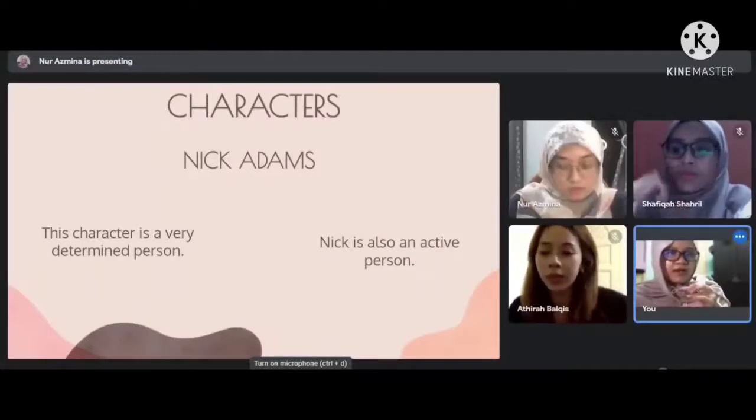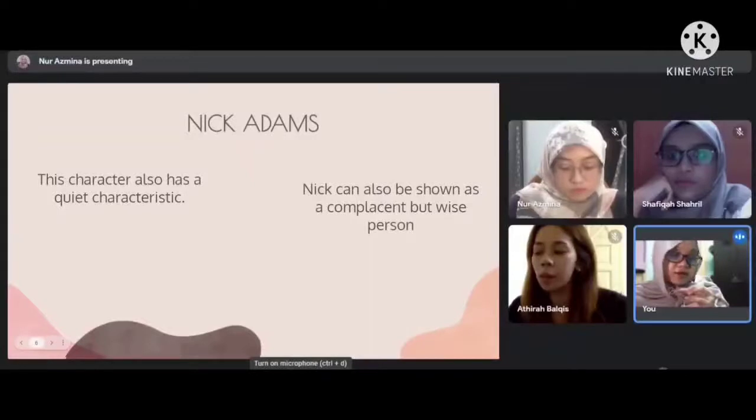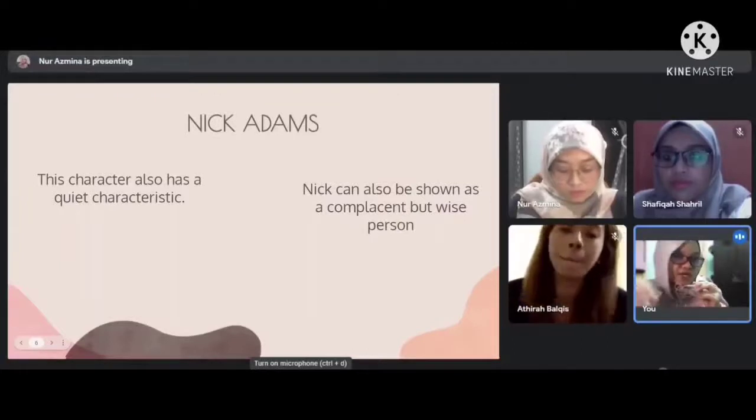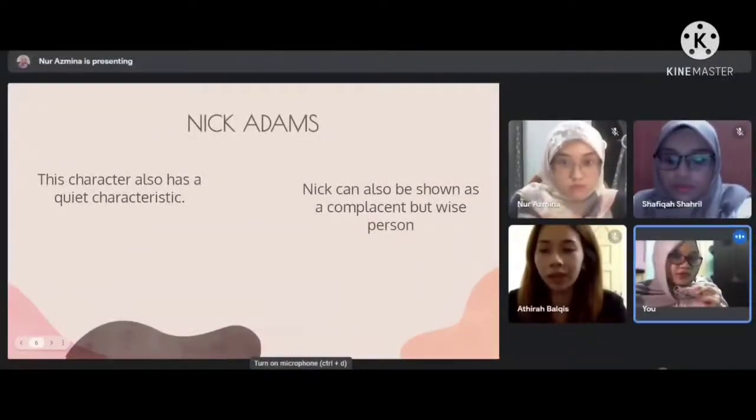This character also has a quiet characteristic, as he has only spoken 2 times in this short story. One time he spoke to a grasshopper he found on the way to the river, and the other time he spoke to himself, and he found that his voice sounds weird, so he didn't want to speak again after that.